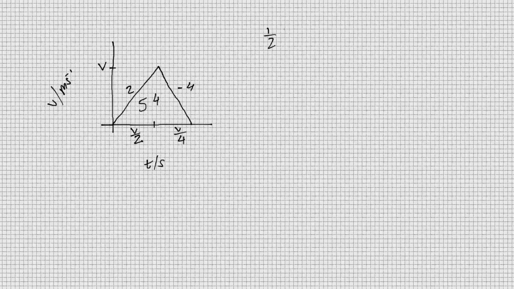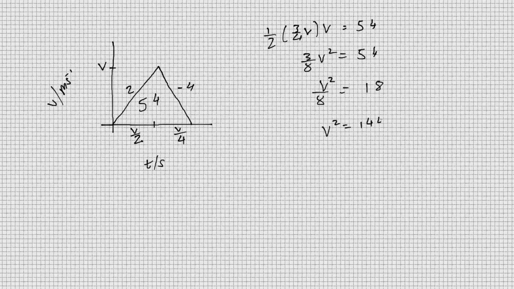So a half the base, which would be 3/4 v, by the height, which is v, has to equal 54. So that means 3/8 v squared has to equal 54. So v squared over 8 has to equal 18. So v squared has to equal 144. So v has to equal 12, which means the time has to be 6 plus 12 over 4, which is 3, which is 9 seconds.